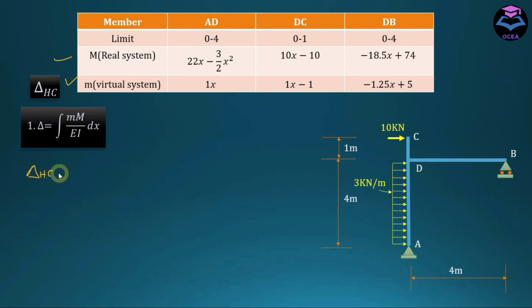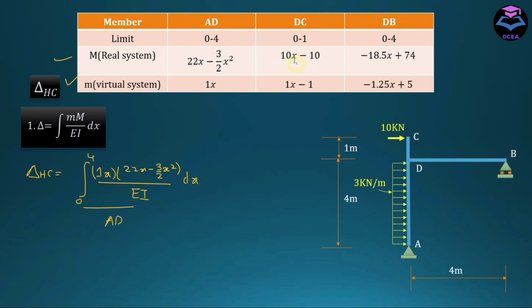So delta HC is equal to integral. This integral is basically associated with AD member. So the limit for AD member starts from 0 and ends at 4. And we have this small m. The small m for AD member is equal to 1x, and the capital M for AD member is 22x minus 3 by 2 x square over EI into dx.